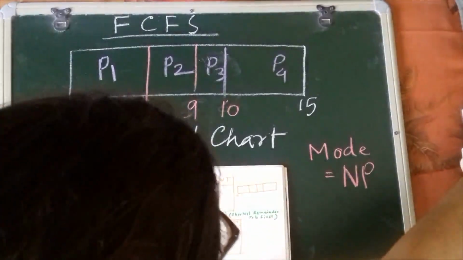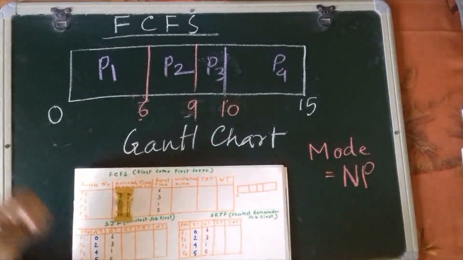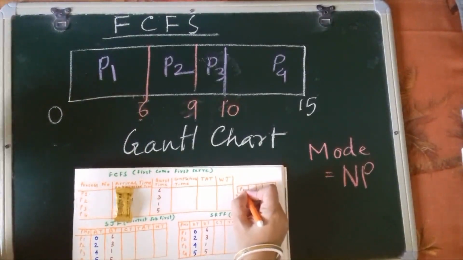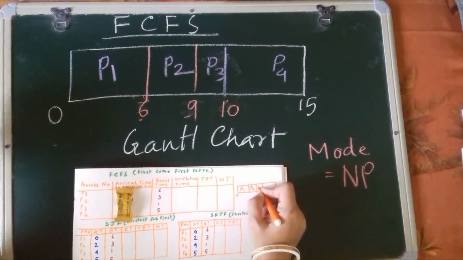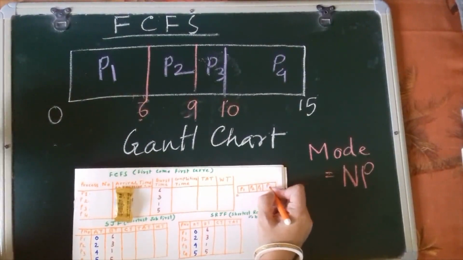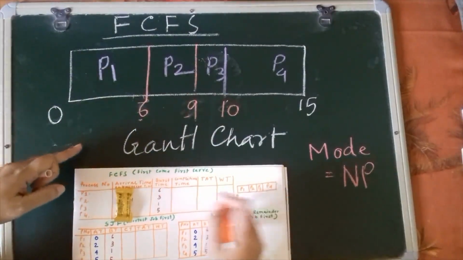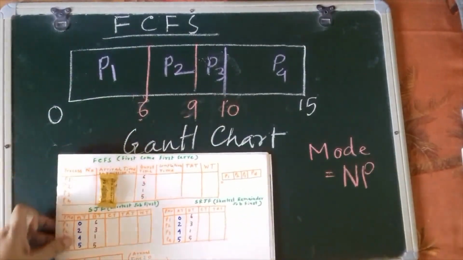Now the thing is how I will calculate. Before I calculate, my drawing is now done. So I will write here P1, now P2, now P3 and P4. What is the time we got? I will revise once while writing.